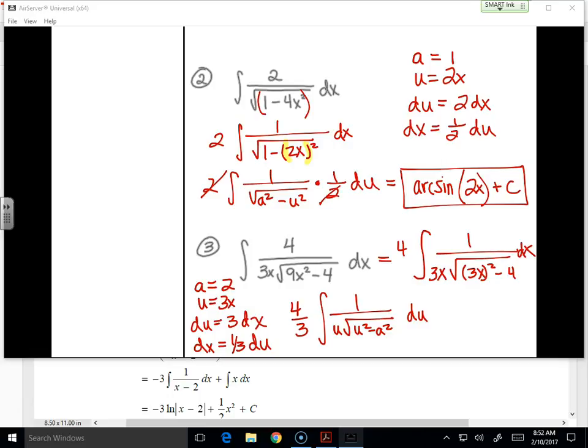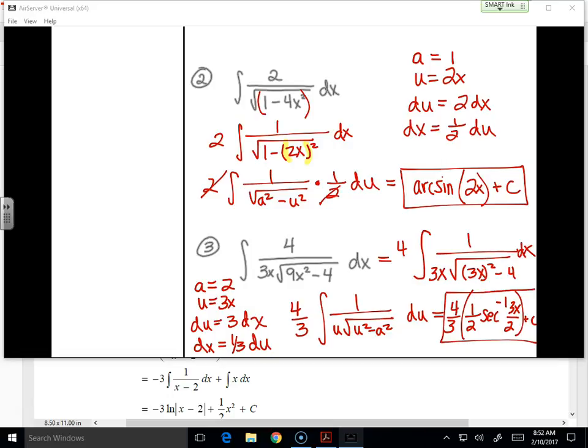Does it look all right? To go straight back to the formula, we have our 4/3. Uh-oh, how's the arc formula work? 1 over a. Arc secant, sorry. I'm writing secant inverse because I ran out of room. Secant inverse of u over a, plus c.